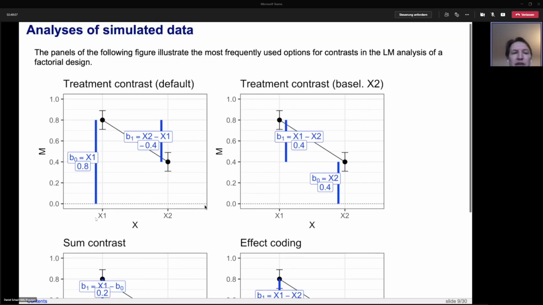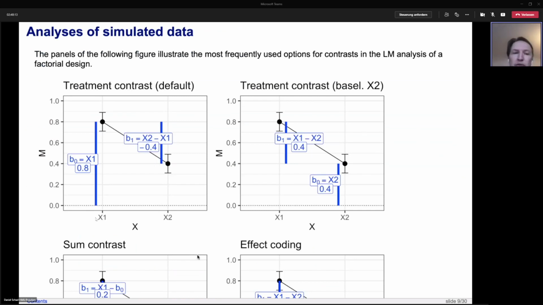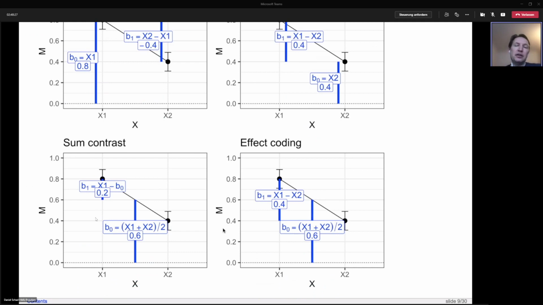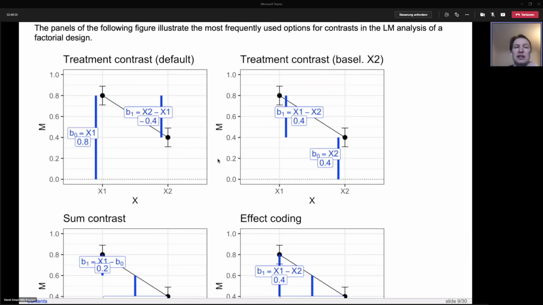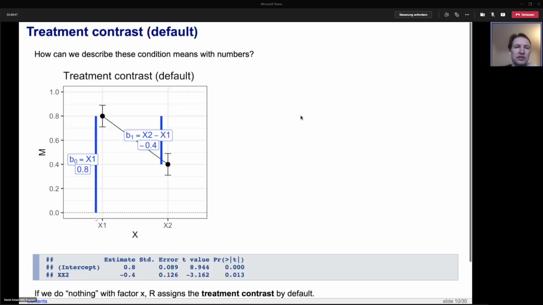Okay, now we have these 2 conditions and these 2 condition means, and I will discuss 4 different ways of how these condition means could be represented in a simple linear model. Depending on how you specify the contrasts, your coefficients, the intercept and the slope, measure and test very different things in this context. I will talk about the treatment contrast, the default approach, then changed baseline level, sum contrast, and something we call effect coding. But let's look at it step by step.